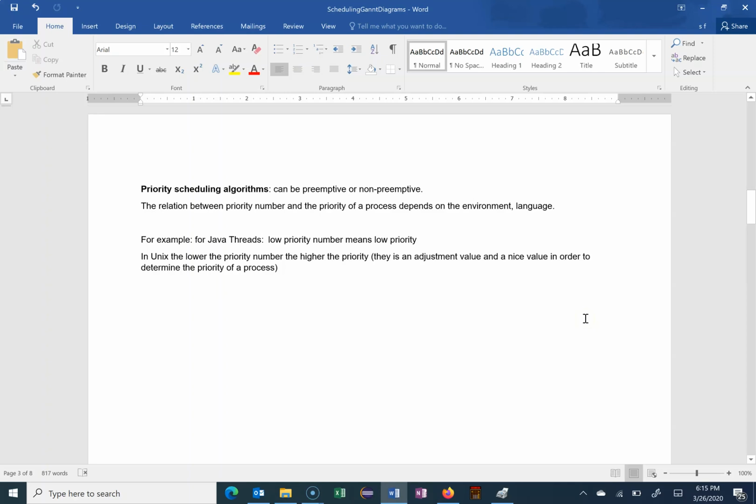In priority scheduling algorithms, once a process gets a priority based on its priority number, the general rule is that the next process to be scheduled is the process with the highest priority. If we have more than one process with the highest priority, we should pick the one that arrived first in the ready queue, such that we also minimize the average waiting time.